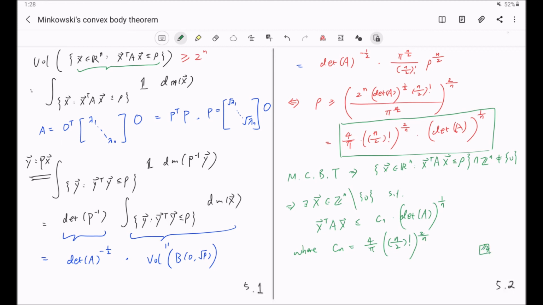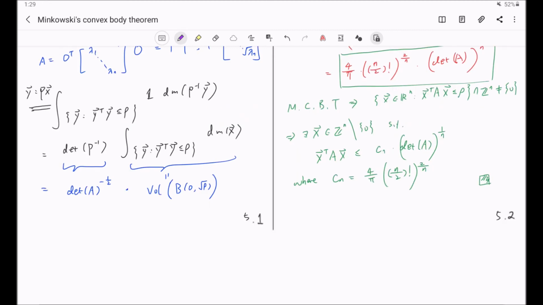by Minkowski. As I promised earlier, in the end, I shall make a remark about this constant. By Stirling's formula, from calculus or real analysis, this factorial of n over 2 will be approximately equal to this for large n.